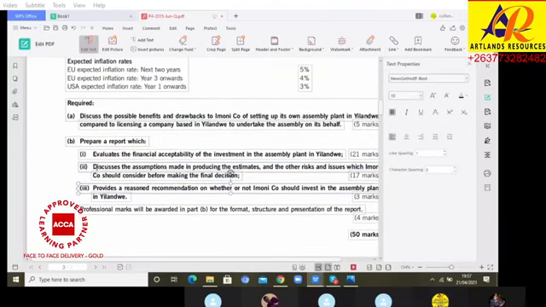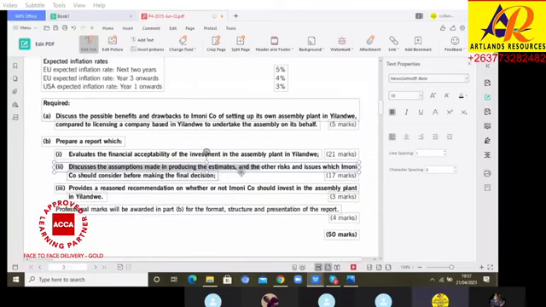Allow me to highlight it. I actually like question B. Why do I like question B? You can see, because it's discussion, and I told you how I like discussion. Provide a reasoned recommendation on whether or not Imoni company should invest in the assembly plant in Ilandwe. Right? These parts, I am highlighting them because I like them. I am someone who likes theory. Are you not seeing that?